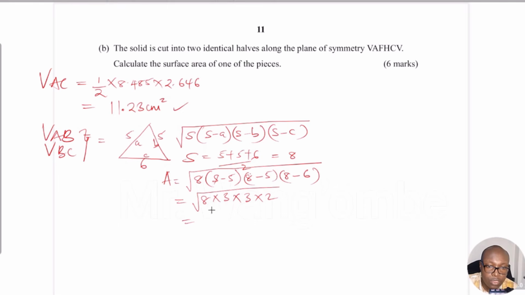This will be the square root of 24 times 6, which is the square root of 144, which is 12 centimeters squared. So that is the area of VAB. When there are two, you multiply by 2 because there are two similar shapes. So these will give 24 centimeters squared. So you're through with that. So let's go to the other shape.